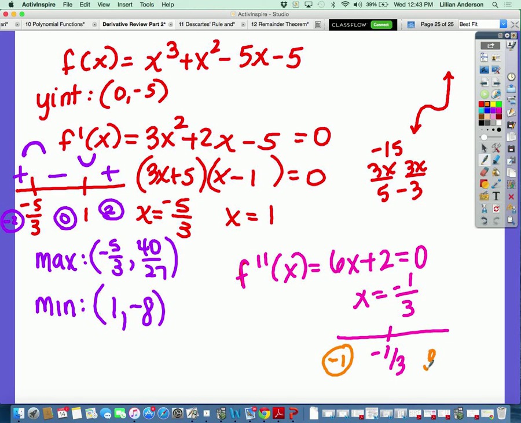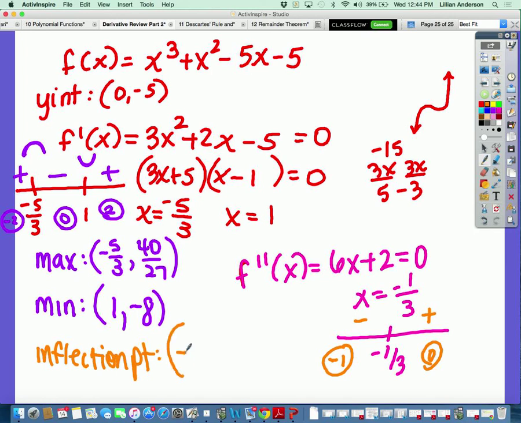We plug it back into the second derivative, not the original. So we plug in negative 1, do we get positive or negative? And do we get positive or negative when we plug in 0? So since we're changing signs, negative 1/3 is an inflection point. And this tells us that from negative infinity to negative 1/3 is concave down, which goes along with the max occurring. And then from negative 1/3 and after is going to be concave up.